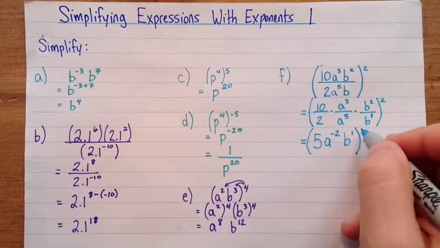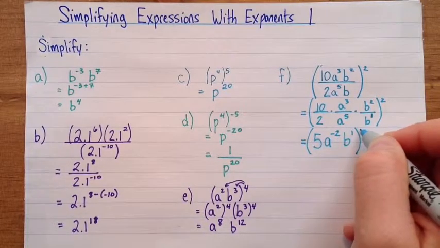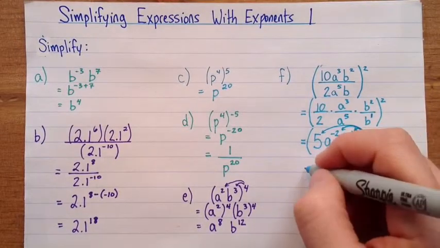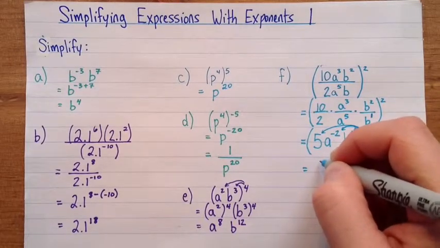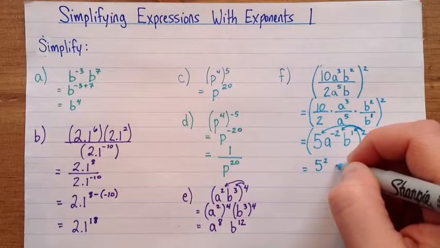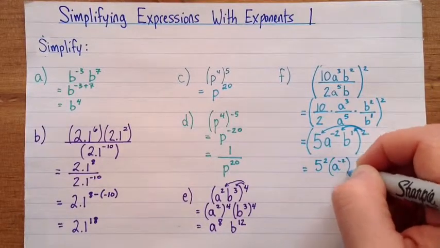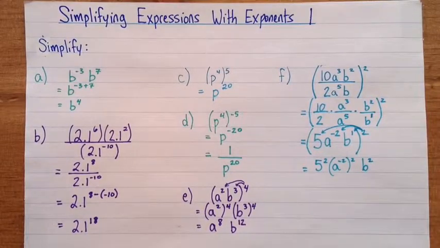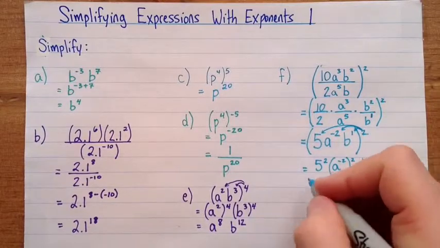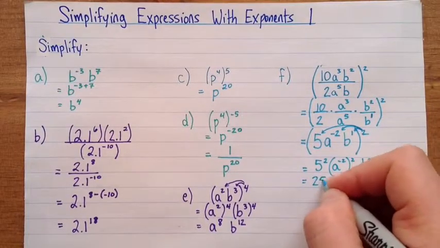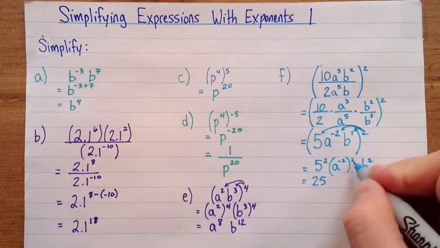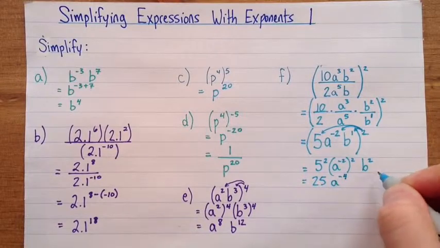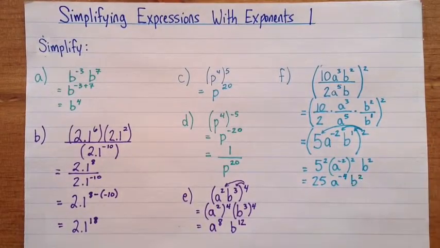Okay, so now I'm going to take my power of a product. I'm going to apply this squared to everything inside. So I have 5 squared times a to the negative 2 squared times b to the 1, or b squared. And 5 squared is 25. A to the negative 2 squared is a power of a power, so we multiply, giving a to the negative 4, times b squared.